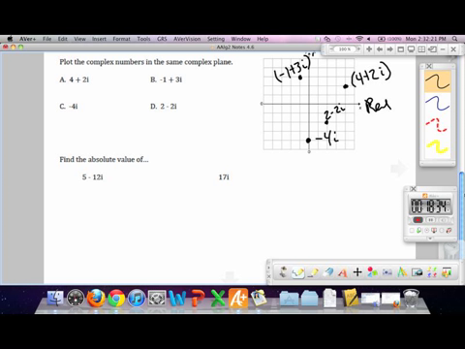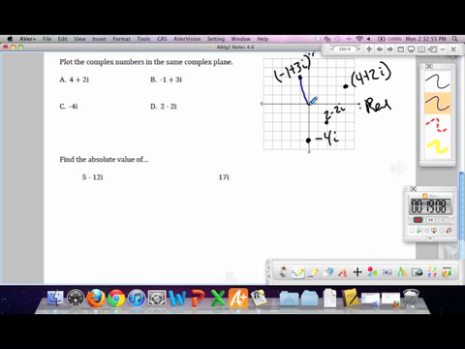Well, how would you find the distance to 0 of this imaginary number? What's a strategy you could use? How would I find how far this point is away from here? What's something you could do? Kim? You use the distance formula. You could also make a right triangle and think Pythagorean theorem.